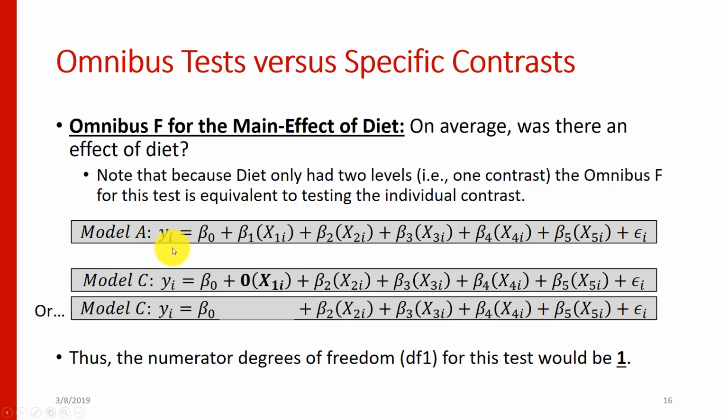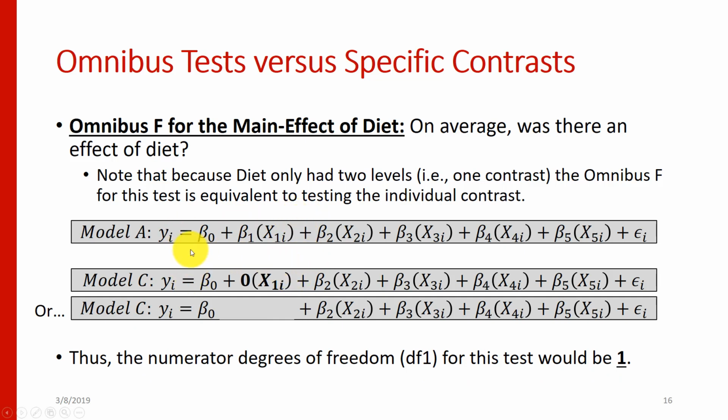We're going to compare the same model A as in the full model, right? So a model with all our parameters to a model C in which it's everything except the effect of diet, right? So we omit that effect, we set the beta to 0 in model C. So we don't allow diet to have any influence on its own. And therefore the degrees of freedom here are going to be 1 because we have one more parameter in model A than we do in model C.